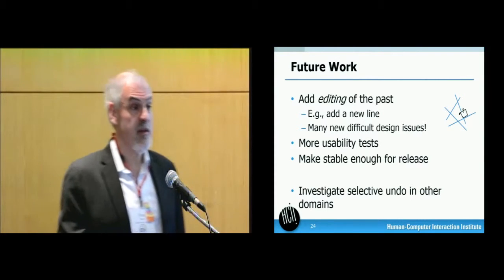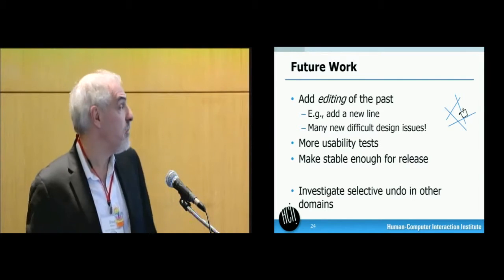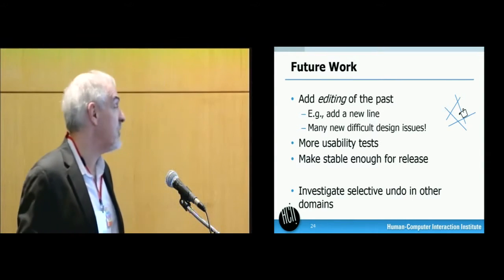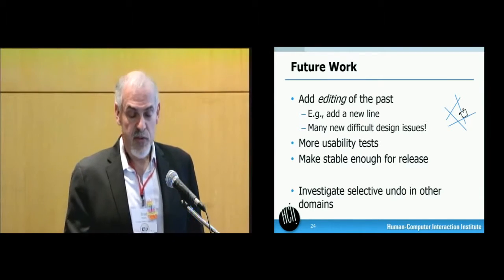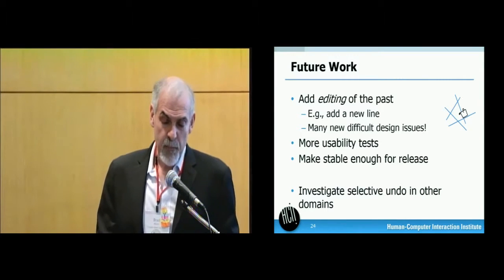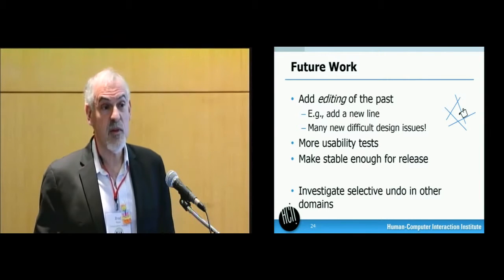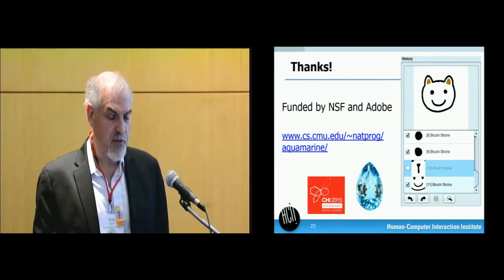It turns out that editing the past has all sorts of interesting usability issues as well, and hopefully we'll report on that next year at CHI 2016. We have to do more usability tests. Unfortunately, this version is not stable enough to release yet. We hope to get that done, and of course, we are excited about spreading selective undo into lots of different domains. Thanks.